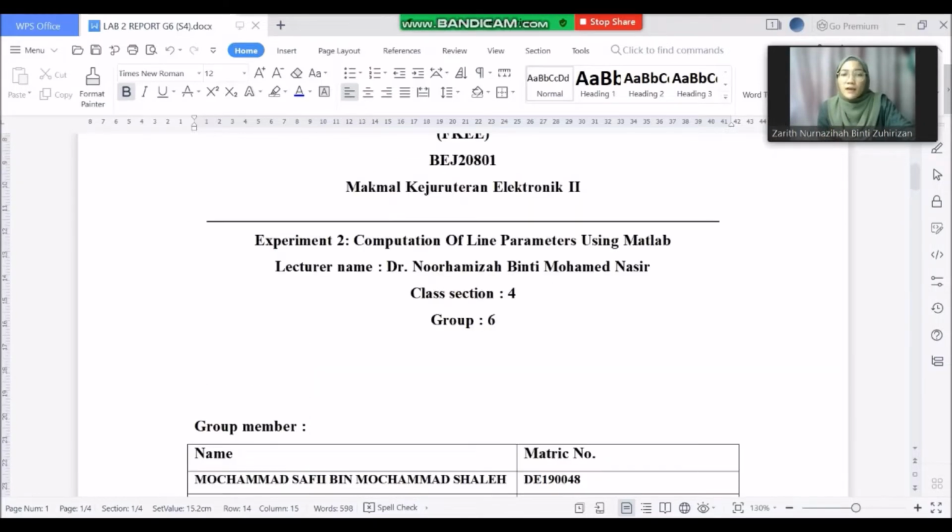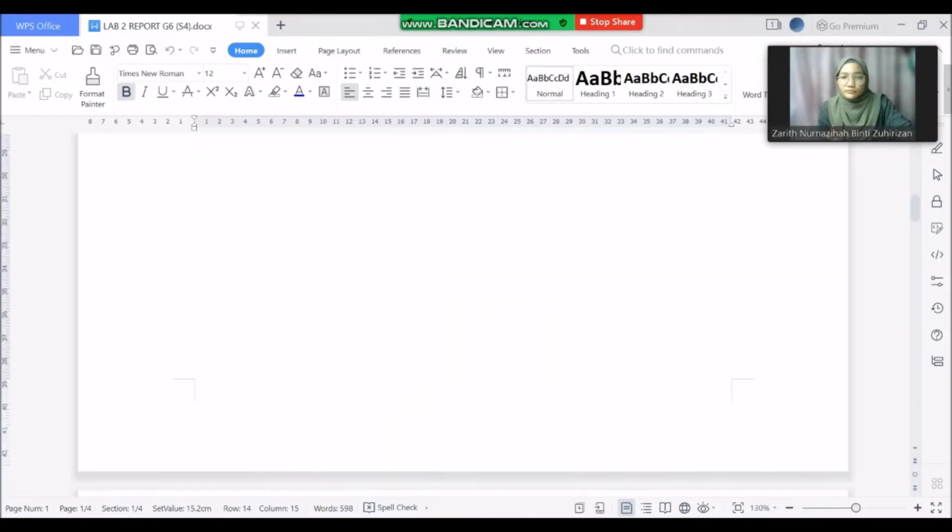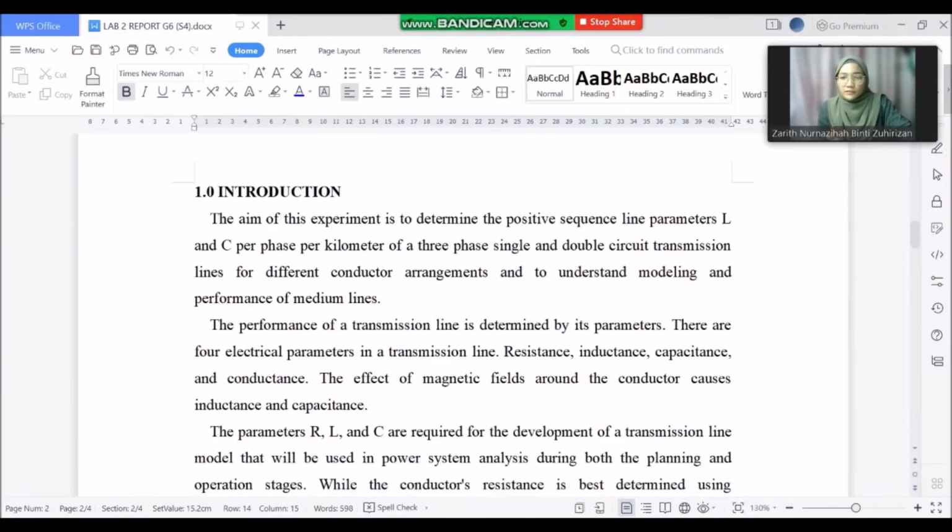And today I want to explain the introduction of the experiment on computation of line parameters. So this is the introduction. The aim of this experiment is to determine the positive sequence line parameters L and C per phase per kilometer of three-phase single and double circuit transmission lines for different conductor arrangements, and to understand the modeling and performance of medium lines. The performance of a transmission line is determined by its parameters.